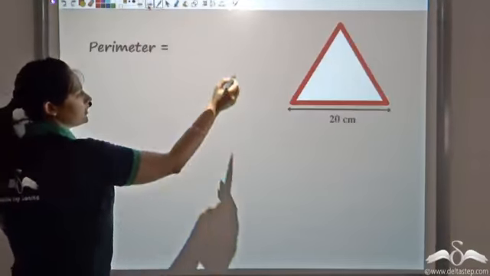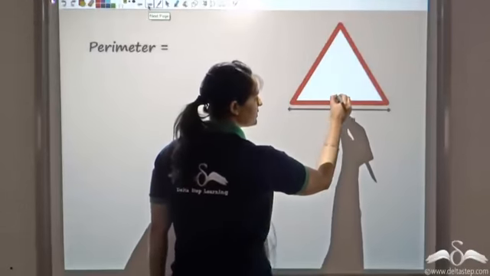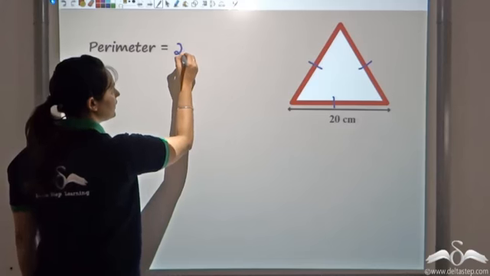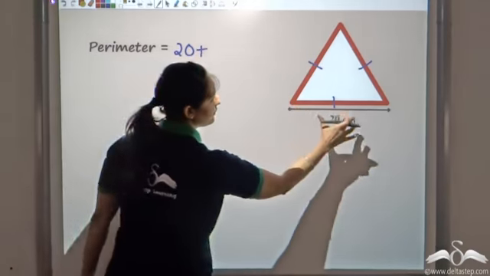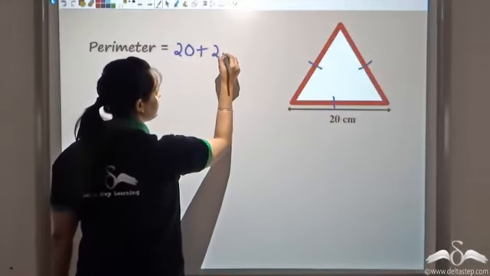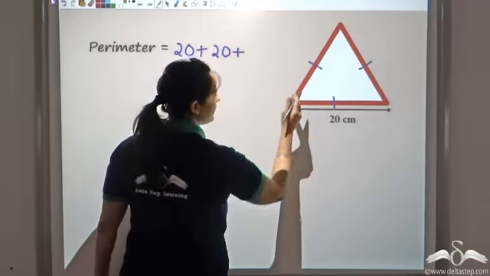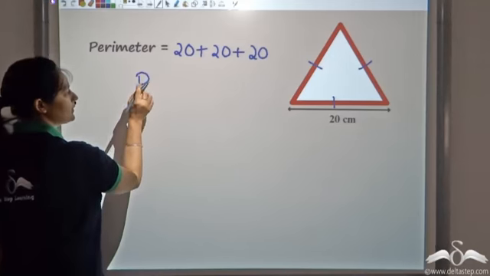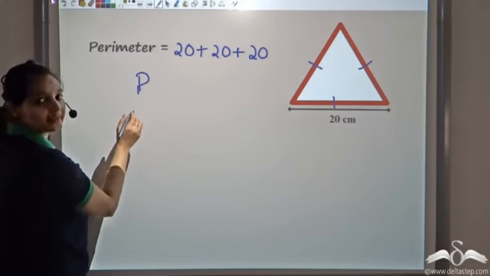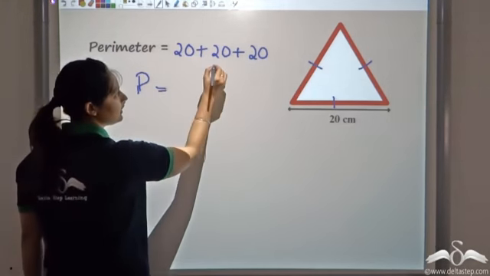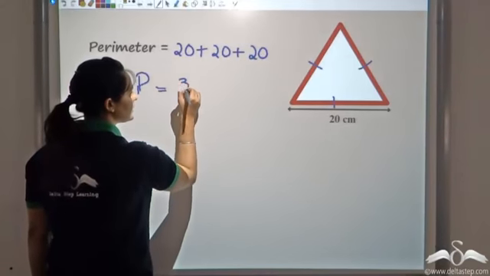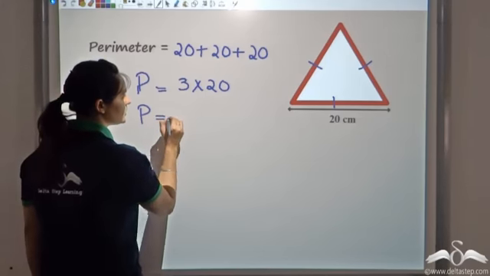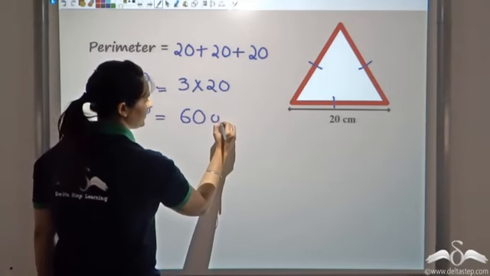So for an equilateral triangle with side 20, he knows that all the sides would be equal. So perimeter would be 20 plus the second side, which is 20, plus the third side, which is again 20. Let's say perimeter is denoted by the letter P. So perimeter would be 20 plus 20 plus 20, or I can say 3 times 20. So perimeter is equal to 60 centimeters.